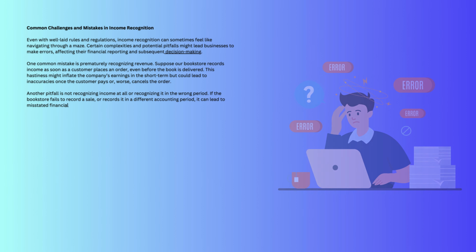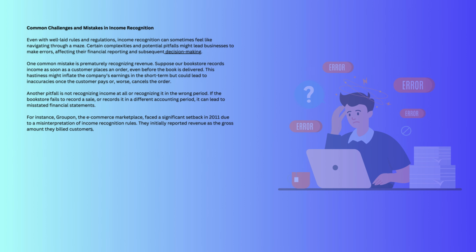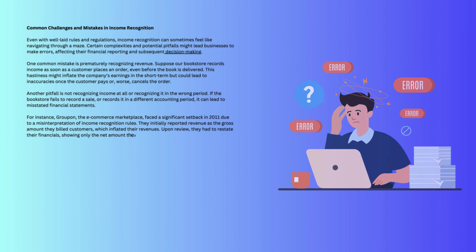If the bookstore fails to record a sale, or records it in a different accounting period, it can lead to misstated financial statements. For instance, Groupon, the e-commerce marketplace, faced a significant setback in 2011 due to a misinterpretation of income recognition rules. They initially reported revenue as the gross amount they billed customers, which inflated their revenues. Upon review, they had to restate their financials, showing only the net amount they received as revenue, leading to a massive drop in their reported income.